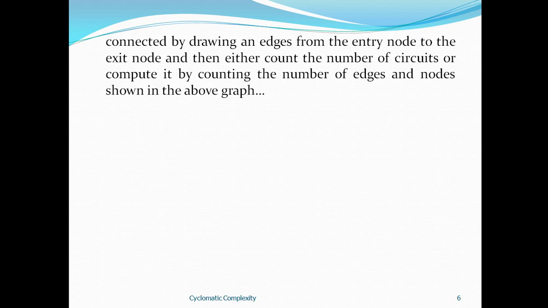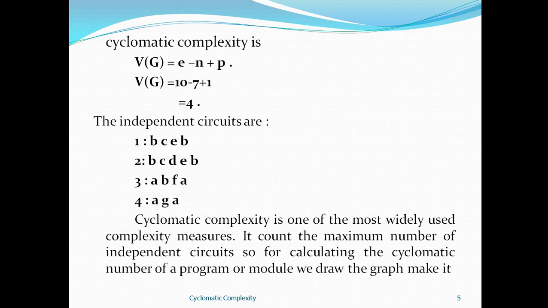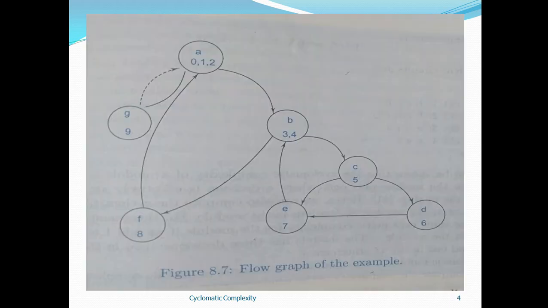And the next independent circuit we have to find is C, D, E, B. So B, C, D, it goes to E and B. So B, C, D, E, B is represented in line number 2. So in total we obtained 4 independent circuits by this graph.